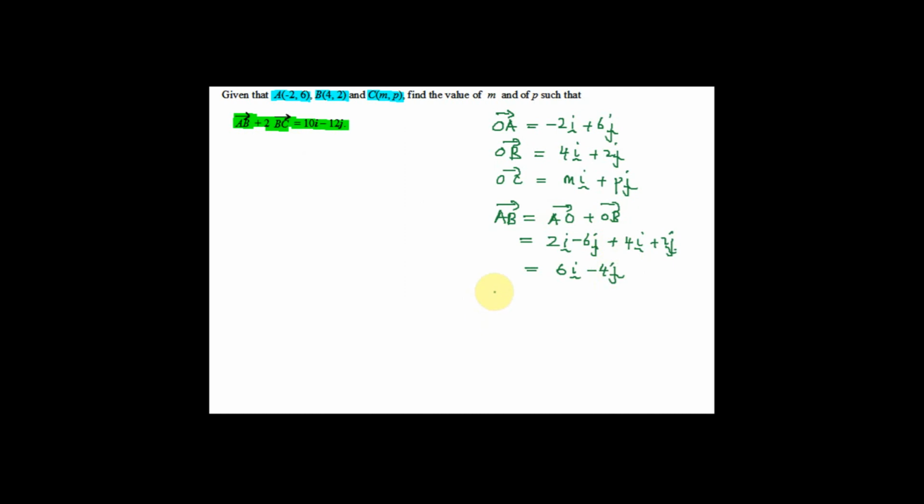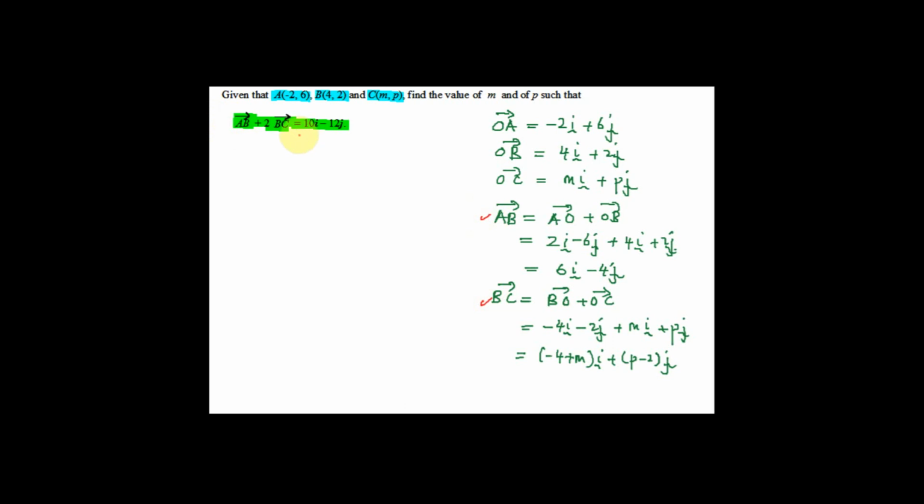Now what is your BC? Your BC equals BO plus OC. Where is your BO? Negative of OB. Positive 4i, positive 2j will become negative 4i and negative 2j, plus OC, which is Mi plus Pj. Group your i terms together, you have negative 4 plus M i plus P minus 2 j. Now you have your AB and your BC.